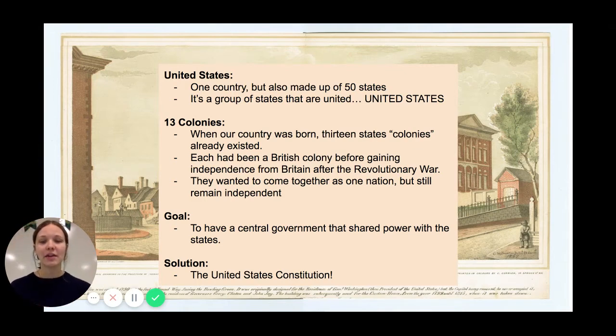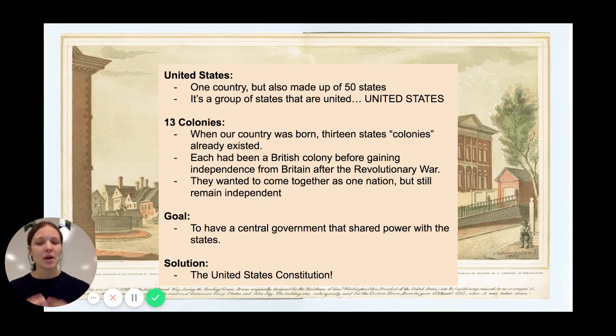But they wanted to come together as one nation, while remaining independent, because they knew what it was like to be ruled by a government that was unfair. So they wanted a government to unite the nation, but they also wanted to remain independent from that nation as well. So a goal was to have a central government that shared power with the states. So each of the states wanted to have their own power and their own government, but they knew they needed a bigger government to govern all of the smaller governments. Like they needed an umbrella, and then they would be under the umbrella.